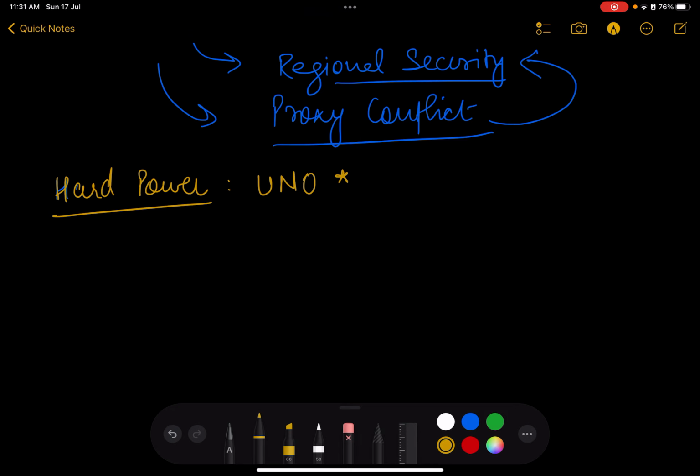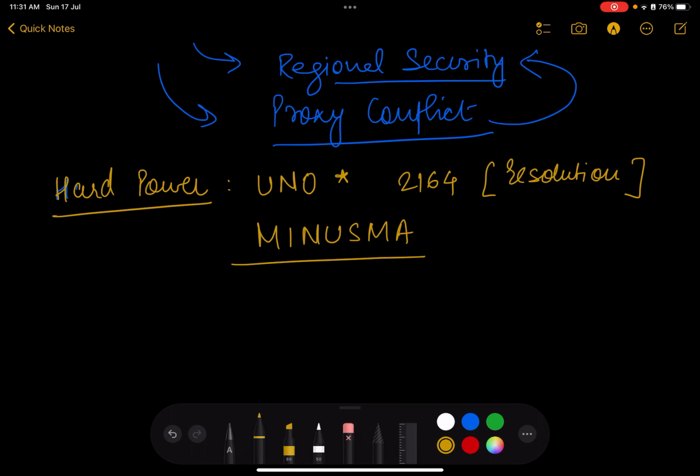number 2164, which initiated the start of MINUSMA, which is the UN peacekeeping mission. This is the mission's name in Mali. Their initial goal was actually to safeguard citizens, so it was actually to promote peace. This means that they were supposed to use non-violent methods such as peaceful discussions with rebels.